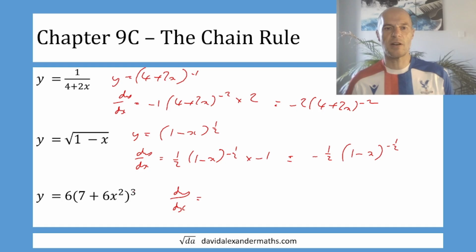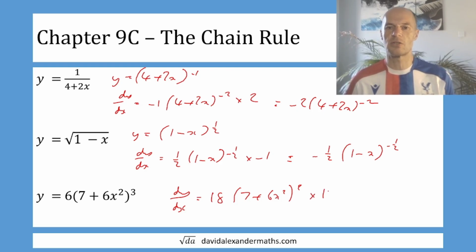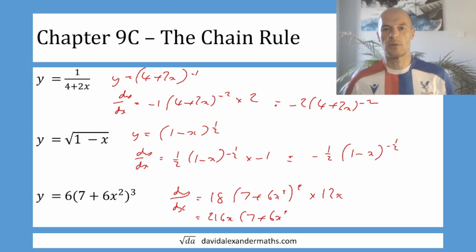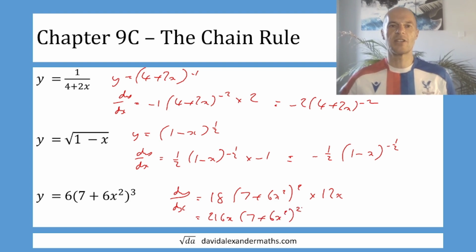Okay, this last example, nothing ridiculous going on here. Power comes down to the front, but when I bring the 3 down, well, it's obviously not going to turn it into a 63. It's going to be 6 times 3, so that's going to be 18 lots of 7 plus 6x squared, reduce the power by 1, and multiply by the derivative of 7 plus 6x squared, which is 12x. And we can tidy this up. What is 18 lots of 12x? Well, 18 times 12 is 216. So that's 216x, lots of 7 plus 6x squared, all squared, and we're done.